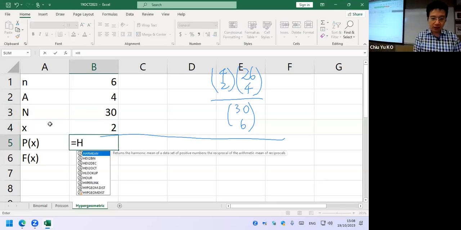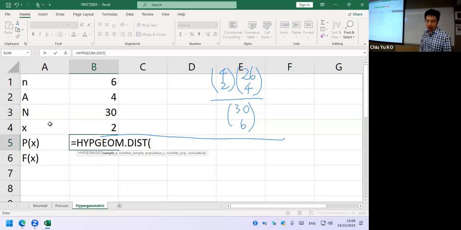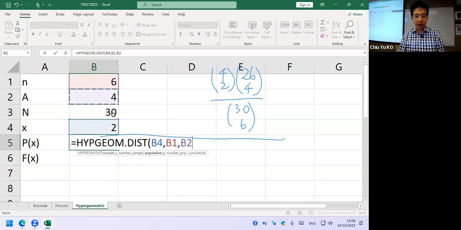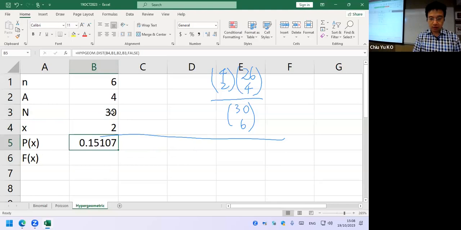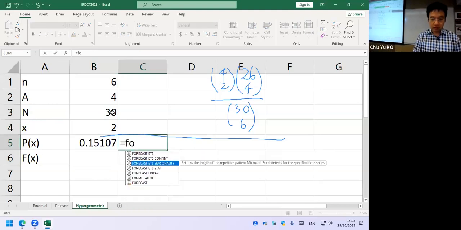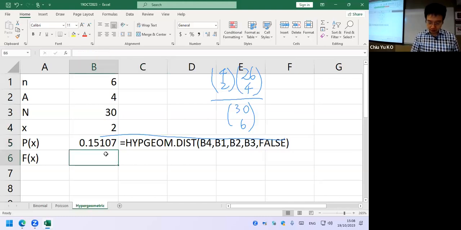So there will be hypergeom. Okay. This we will put X, right? And then N, A, N, and then false. Okay. So that would be the answer.